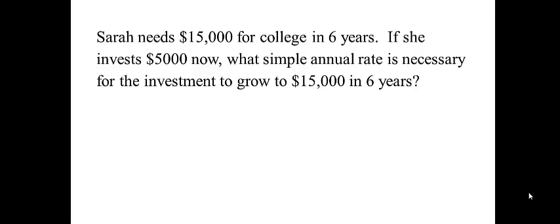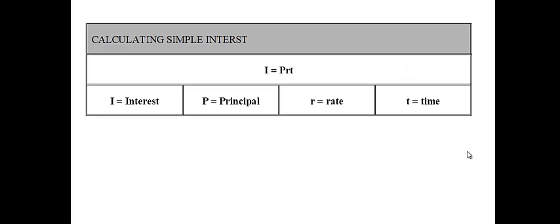Let's look at the question. Sarah needs $15,000 for college in 6 years. If she invests $5,000 now, what simple annual rate is necessary for the investment to grow to $15,000 in 6 years? Since we're using simple annual rate, we'll use our simple interest formula. I equals PRT. I is our interest, P is the principal, R is the rate, and T is time. Time is given in years.